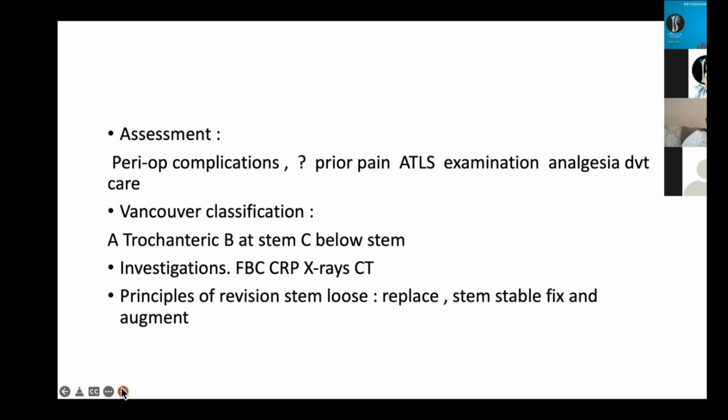So points to learn in this: in history, apart from general history, you have to ask whether it was a happy hip or not, number one. Number two, perioperative complications. In examination, ATLS protocol, you have to mention that. Examining the part and distal neurovascular status. And in management, primary management, you should say, I'll provide analgesia, DVT prophylaxis. Definitive management, I'll ask for a second opinion, but principles of management are these.